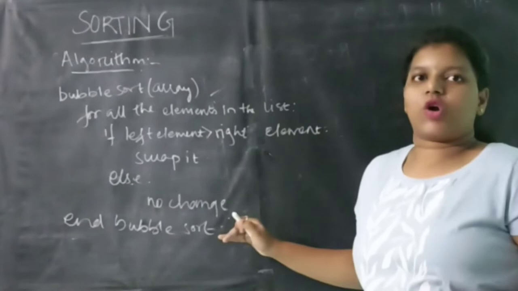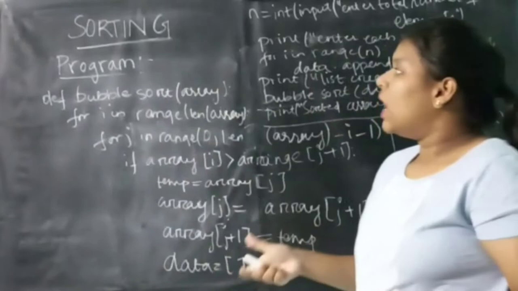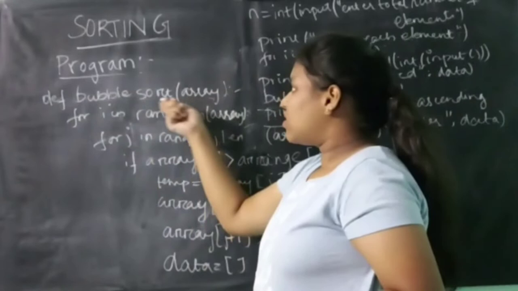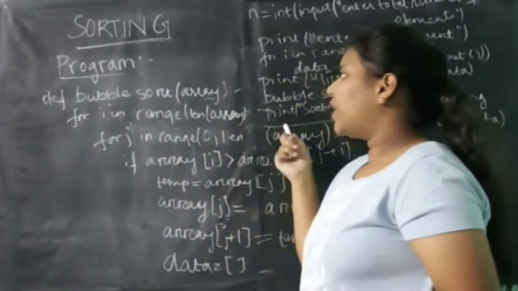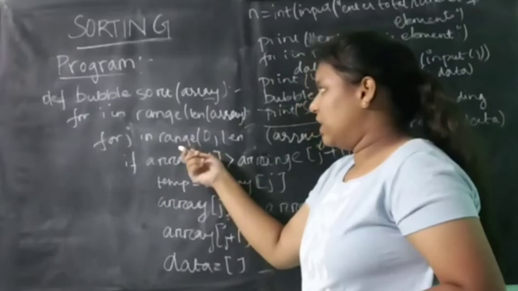Okay, now this is the program on bubble sort. We will define the bubble sort module now of array. So I'm giving define bubble sort of array. Next, for i in range of len of array, we'll give an array, right? For the length of the array, for i in range of, and for j in range of 0 comma len of array, minus 1, minus i and minus 1.